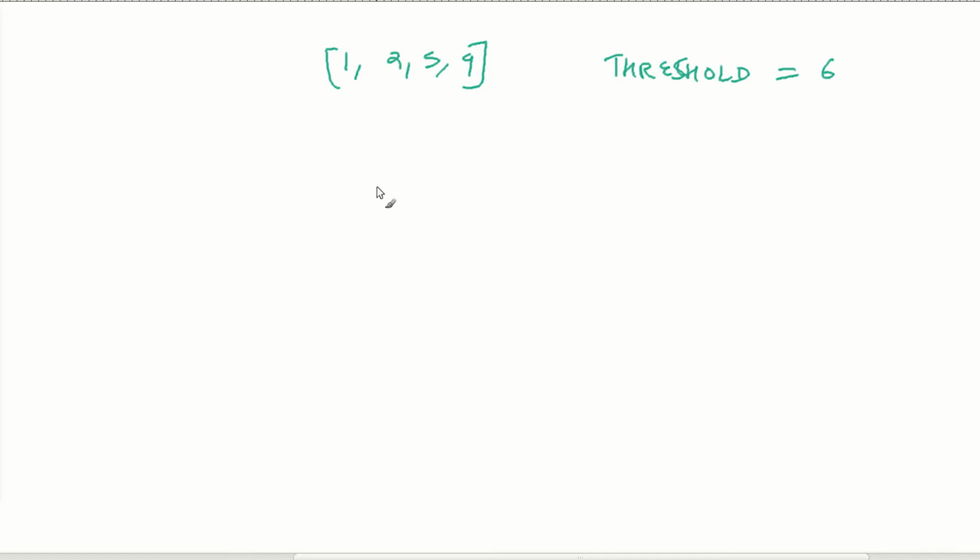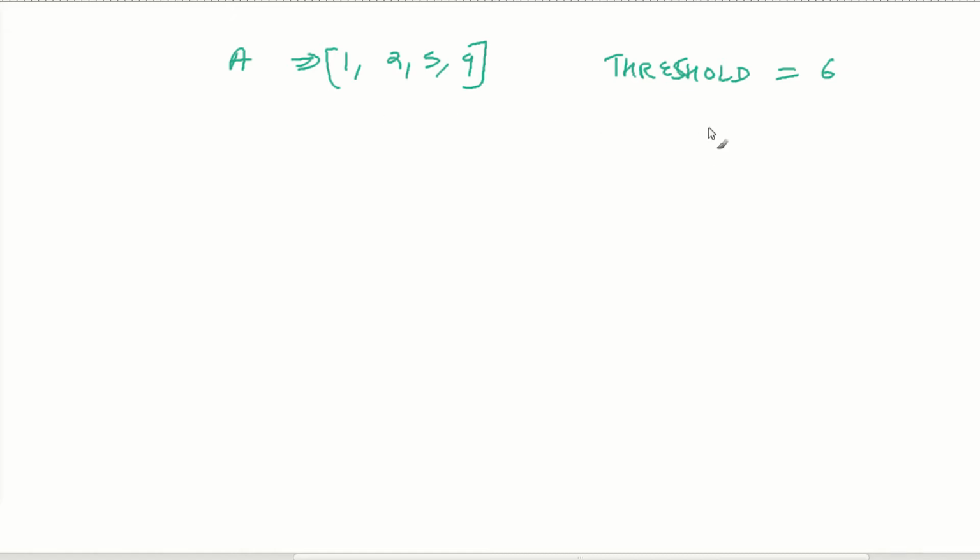So what we need to do in this case? We need to find the smallest number, find the smallest divisor such that when we divide each number of this array A by that number, then the sum of the answers is less than or equal to 6. We need to find the smallest number.